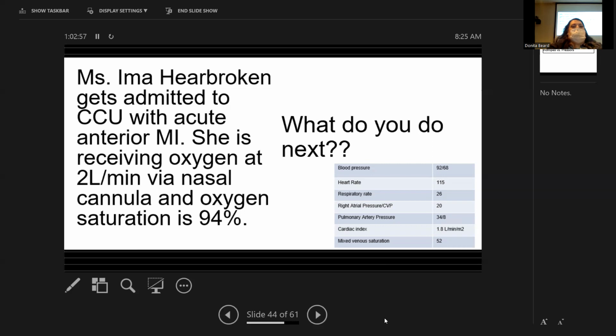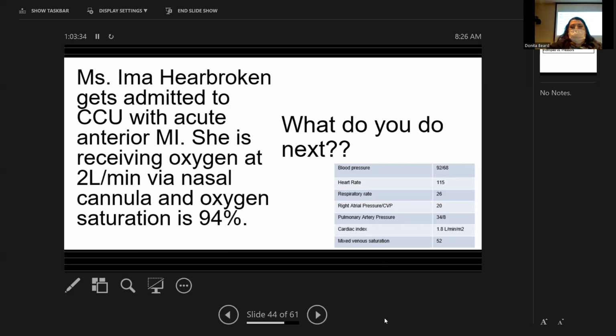How about the wet part? Do you think she's wet? Yeah, right. Her CVP is 20. So definitely she's wet. Now, how about cold? Yeah, she has a cardiac index of 1.8. Normal is about 2.5. A mixed venous saturation of 52. They didn't tell us exactly what her hemoglobin is, but that's probably on the low side. So she's not in super unstable cardiogenic shock. Her blood pressure, she still has a decent pulse pressure, but she's heading in the wrong direction, right?